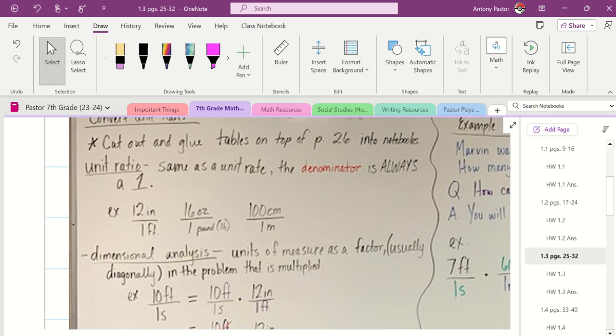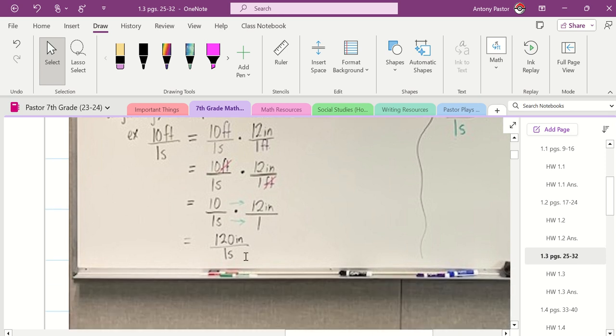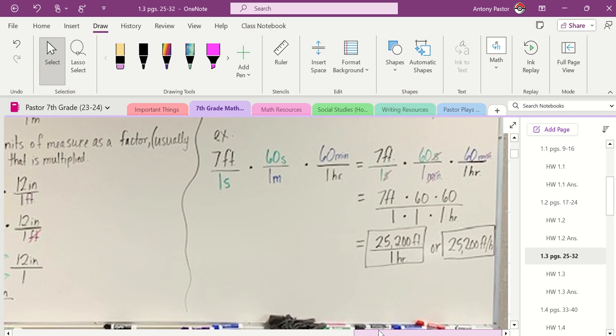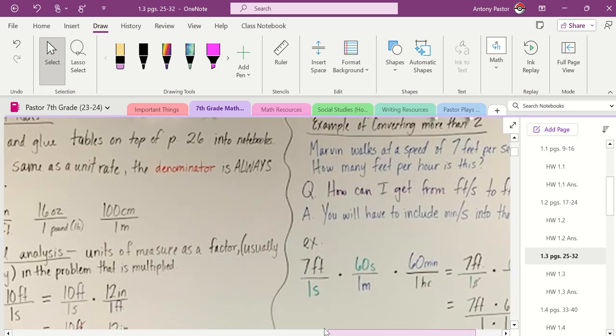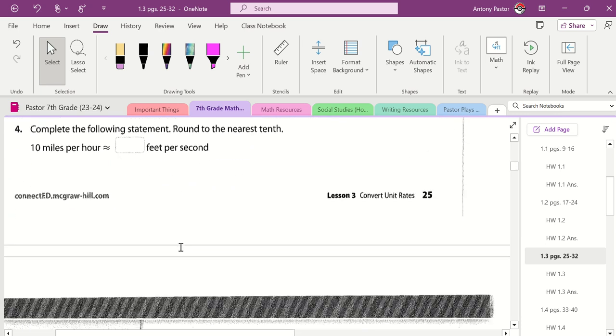An example would be 10 feet over 1 s equals 10 feet over 1 s times 12 inches over 1 foot. We cut out the feet, and we would have 120 inches over 1 s. I know that made zero sense, but it's going to once we get into the example. So let's ignore this one and get straight into the example of dimensional analysis now that we know what a unit ratio is.